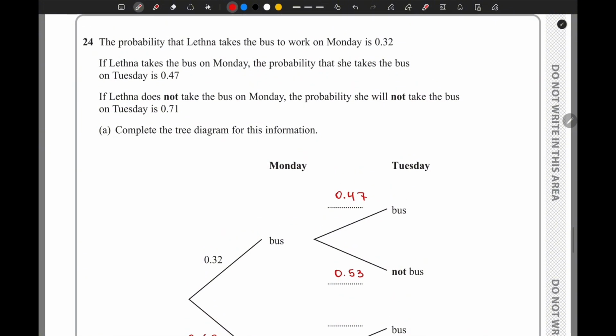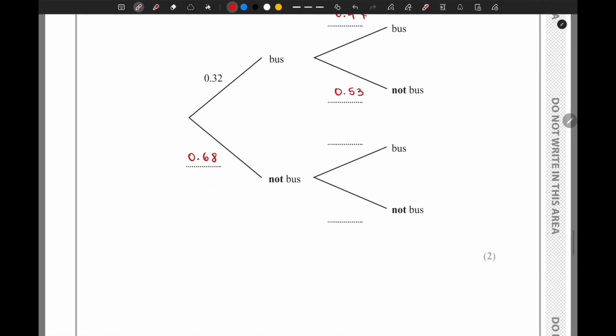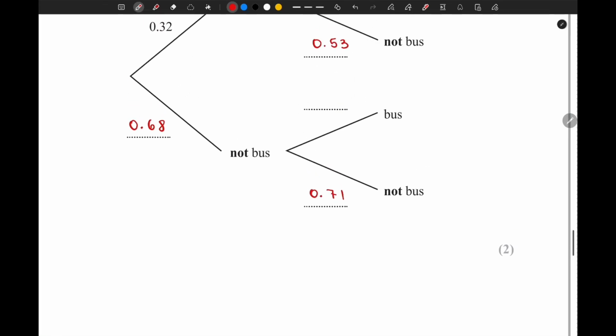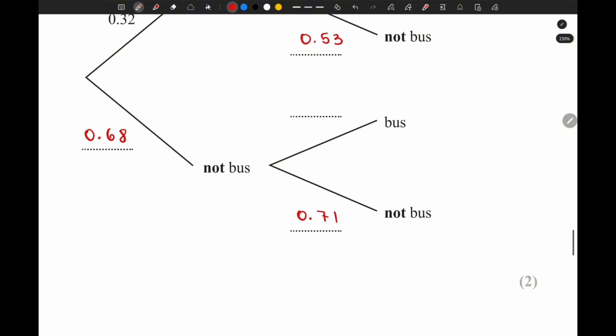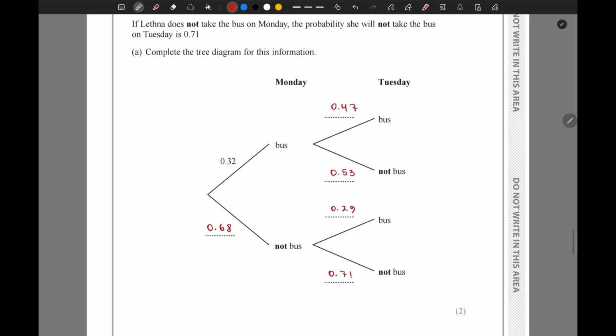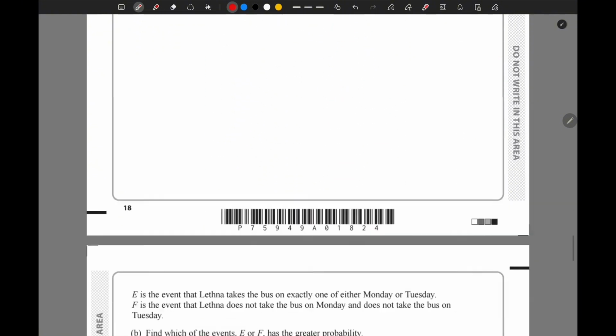Now, if Lethna does not take the bus on Monday, the probability that she will not take the bus on Tuesday is 0.71. So this has been given as 0.71. If I subtract 0.71 from 1, I will get the probability of this branch, which is 0.29. So for the first part, they have told us to complete the tree diagram, which we have done. Now let's move on to the second part.